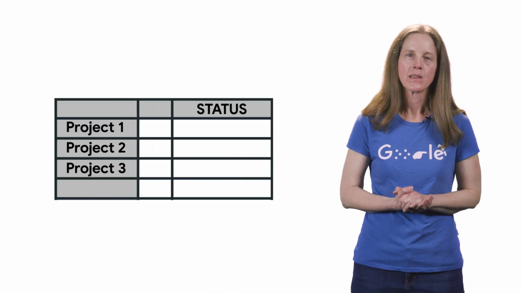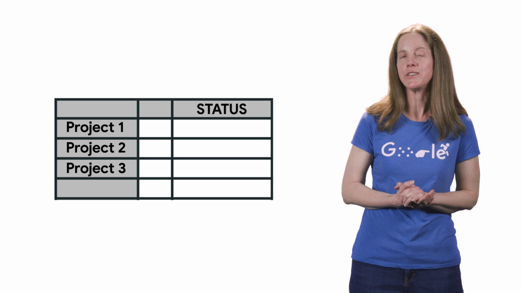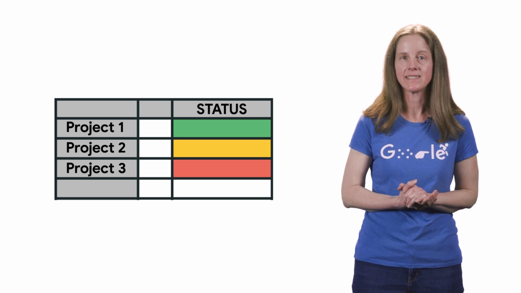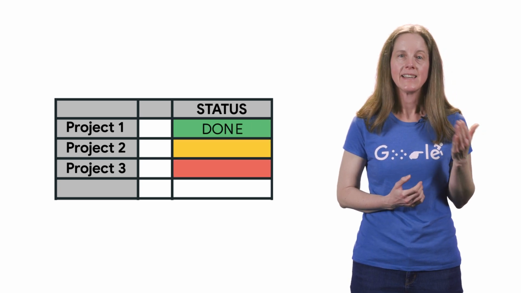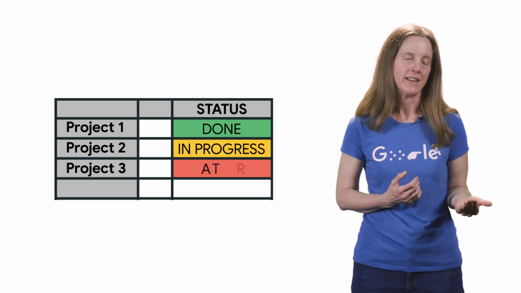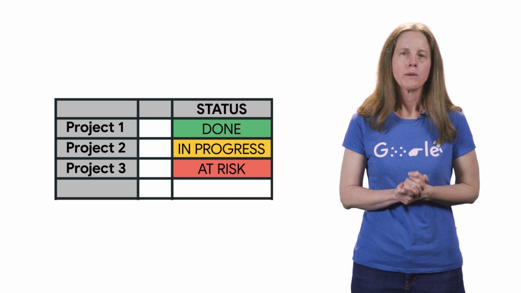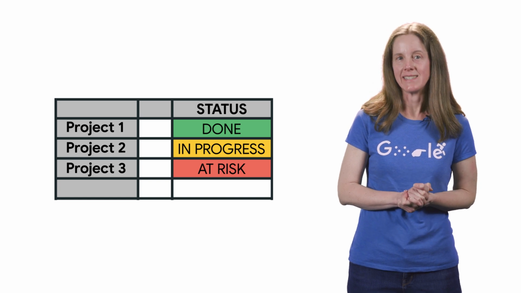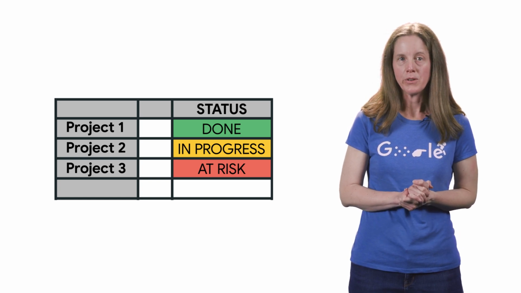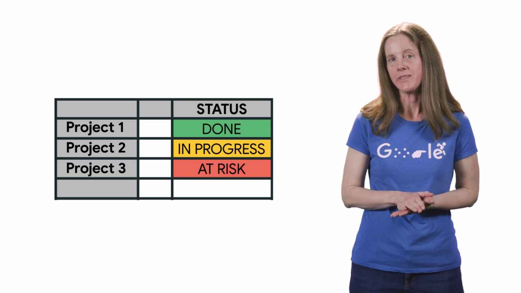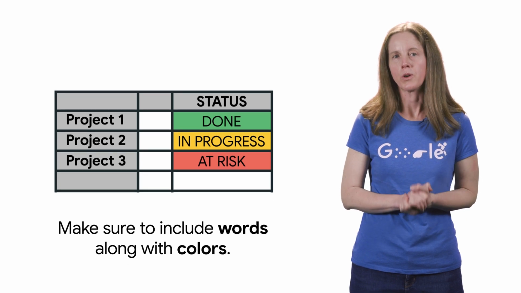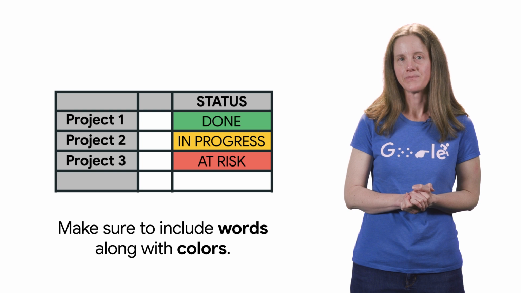One common example is spreadsheets. Project tracking spreadsheets often use colors to indicate status, such as green for done, yellow for in progress, and red for at risk. There's nothing wrong with including colors, but if color is the only status indicator, you exclude people who are colorblind or visually impaired. Make sure to include words along with colors.